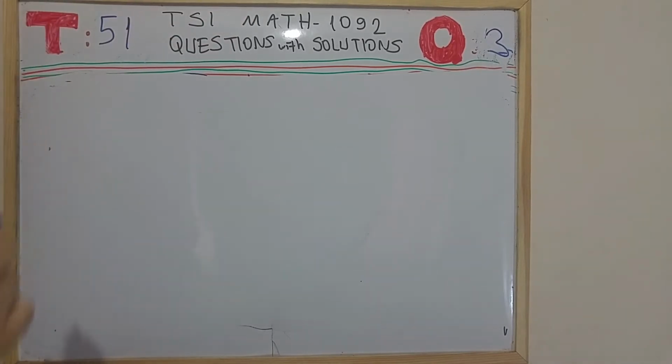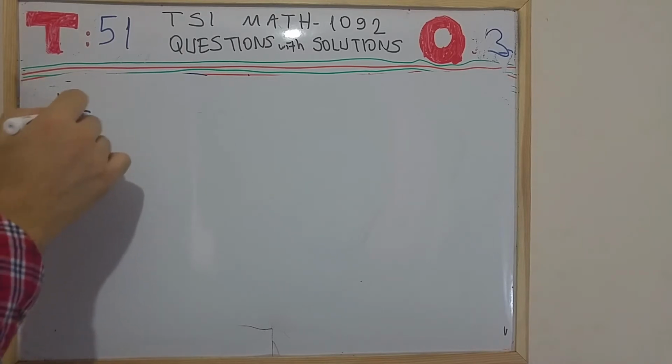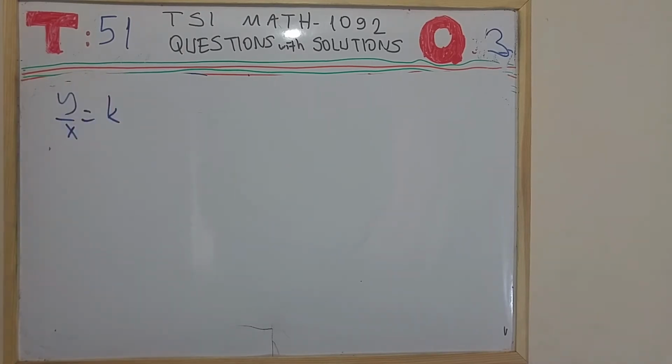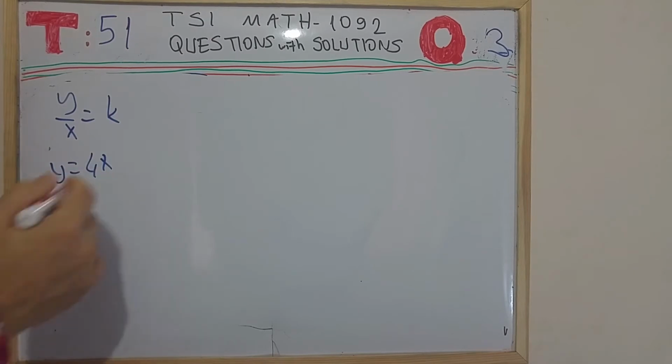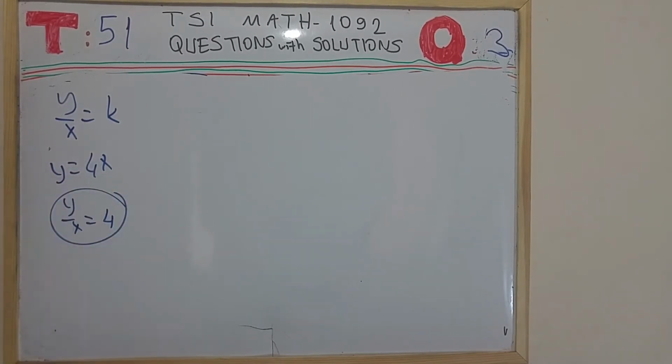Direct proportion or direct variation must be something like y over x is equal to k, which is going to be constant. There's no c, there's nothing else there. And in choice B, what I have is y is equal to 4x, which means that y over x is equal to 4. This is the direct proportion, so this is the answer.